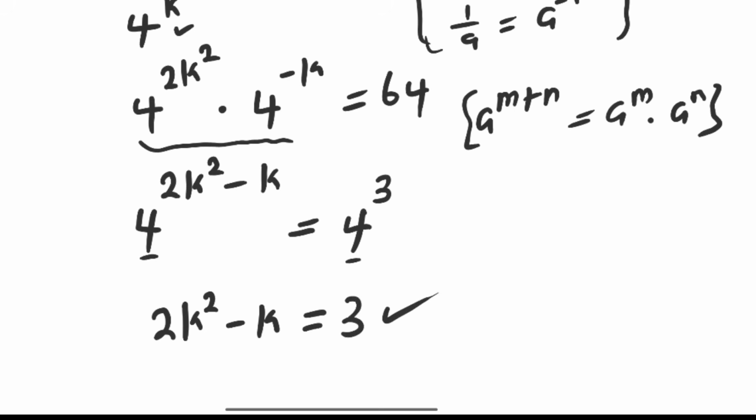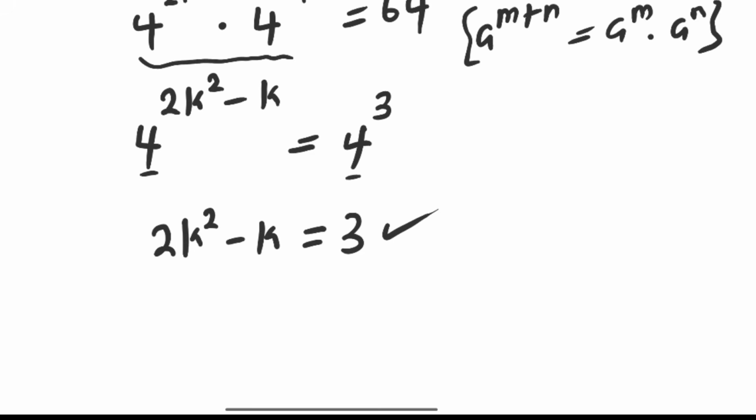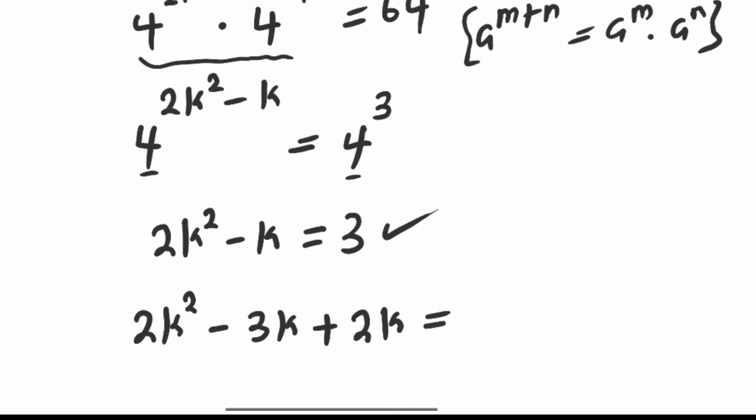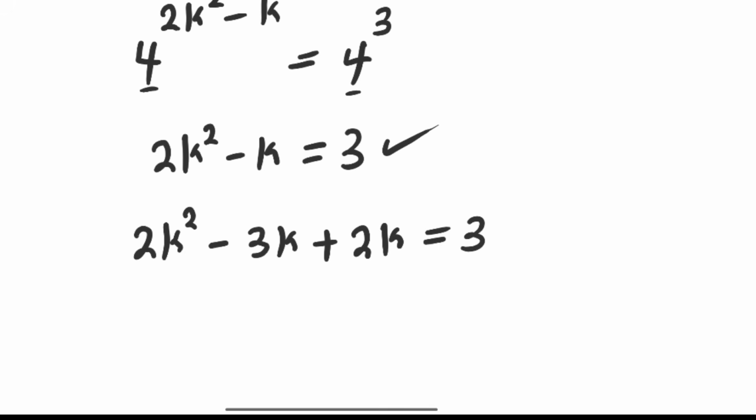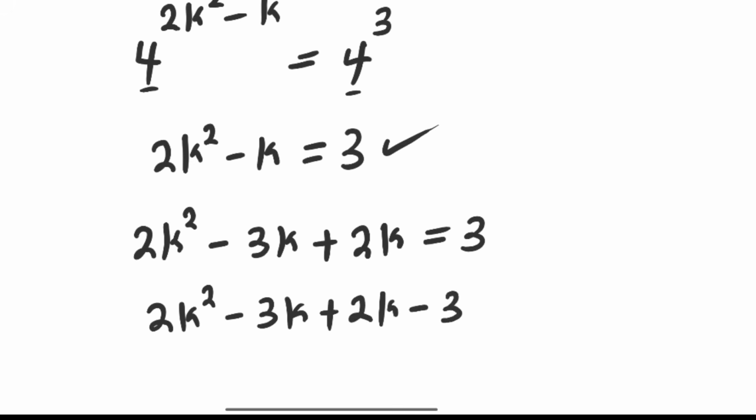This is a quadratic equation. Let us solve this using factorization method. Then this can be written as 2k square minus 3k plus 2k is equal to 3. Then this is 2k square minus 3k plus 2k minus 3 is equal to 0.